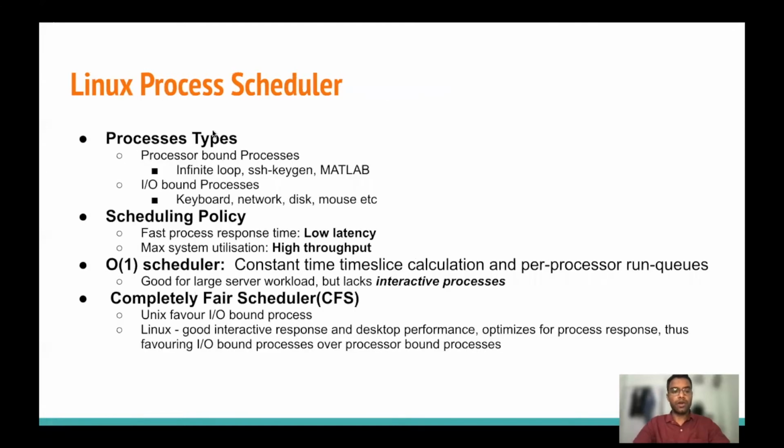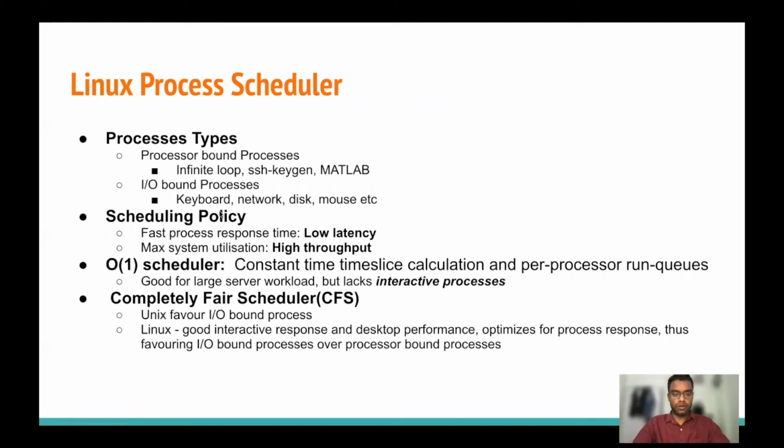In Linux, there are two types of processes. The first one is processor bound processes, and the second one is IO bound processes. Processor bound processes spend most of their time doing calculations on the processor. Examples are an infinite loop, SSH keygen. On the other hand, IO bound processes spend most of their time waiting for some IO data or some event. These include keyboard, network, disk, mouse.